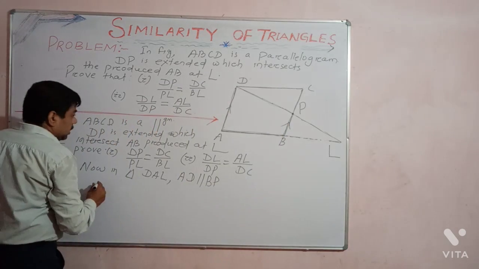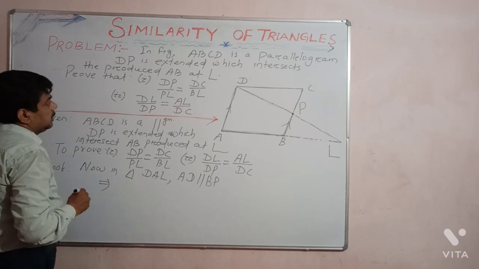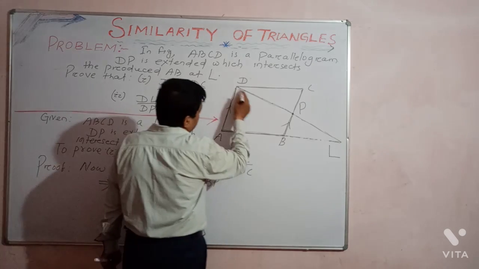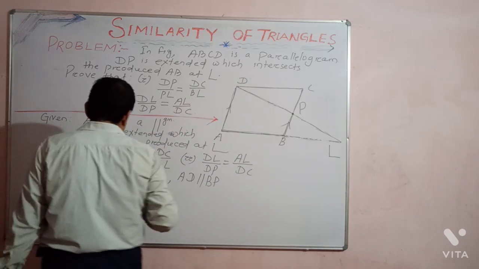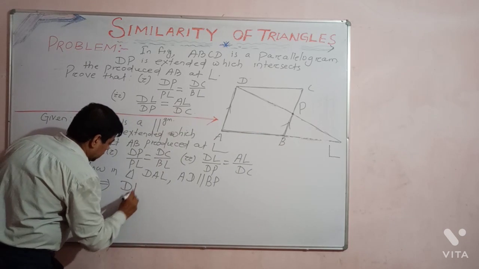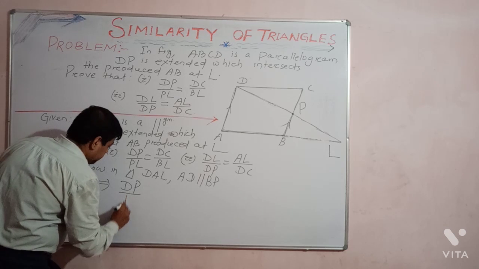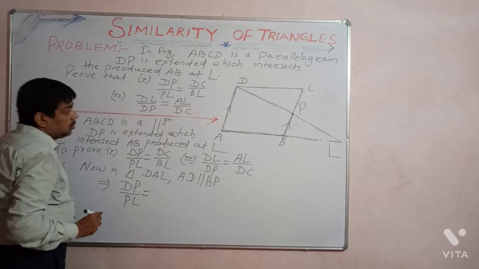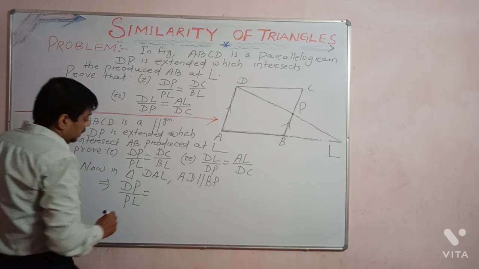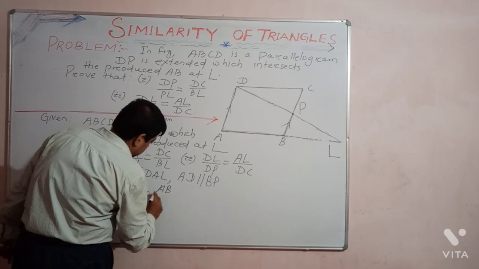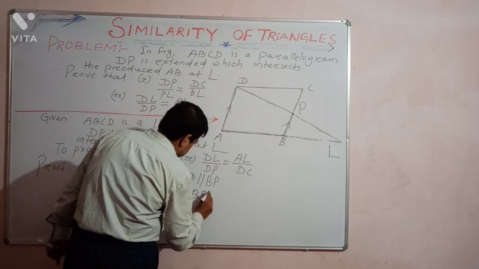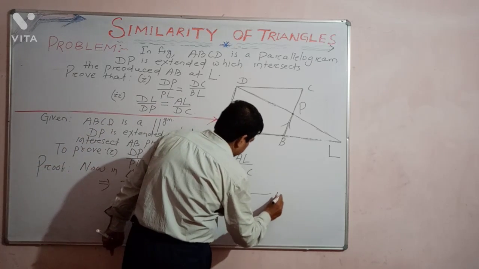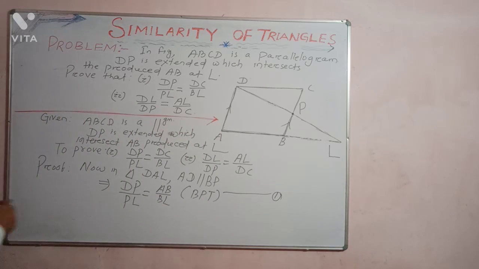Now what can you write here? You can write DP divided by PL is equal to AB divided by BL according to the basic proportionality theorem. So DP upon PL is equal to AB upon BL by BPT, basic proportionality theorem. This is point 1. Is it clear? Understand?